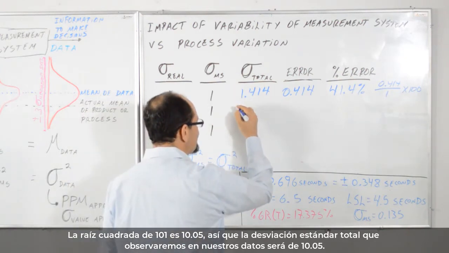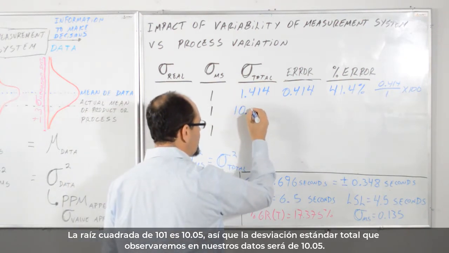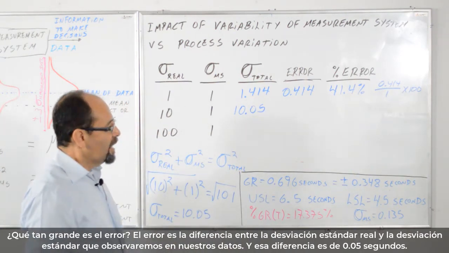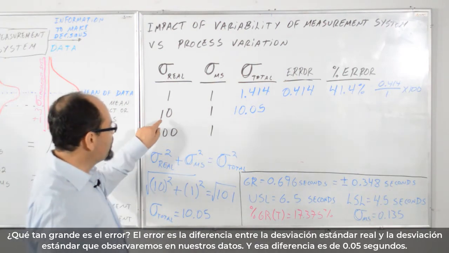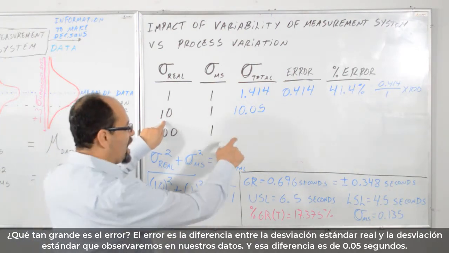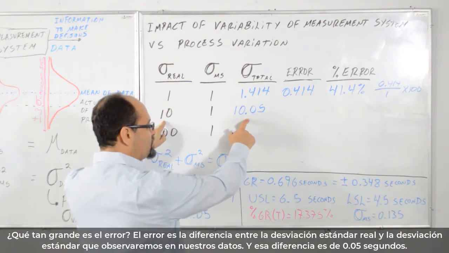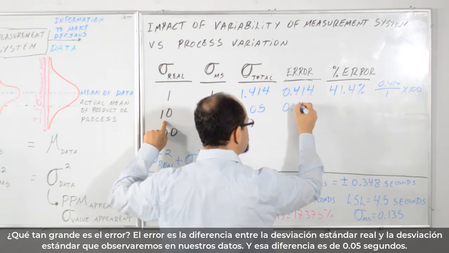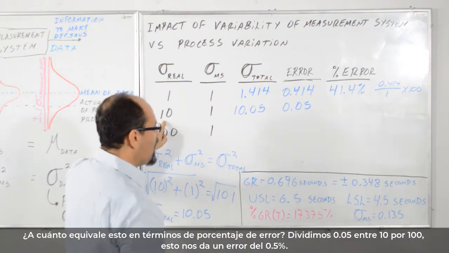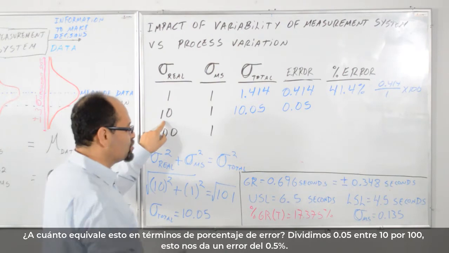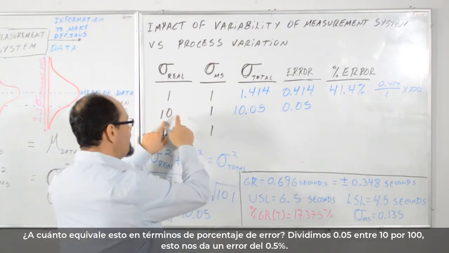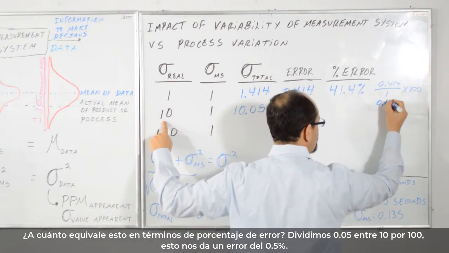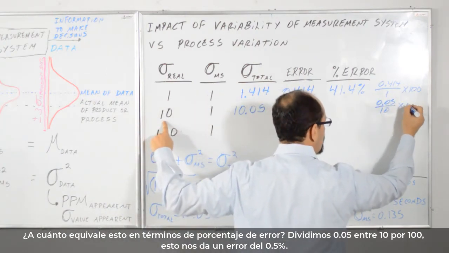So the total standard deviation that we will be observing in our data will be 10.05. How big is the error? The error is the difference between the real standard deviation and the standard deviation that we will observe in our data. Then that difference is 0.05 seconds. How much is that in terms of percentage of error? 0.05 divided by 10 times 100.